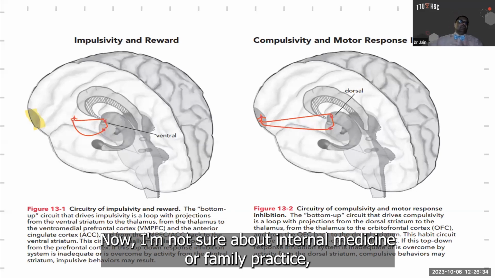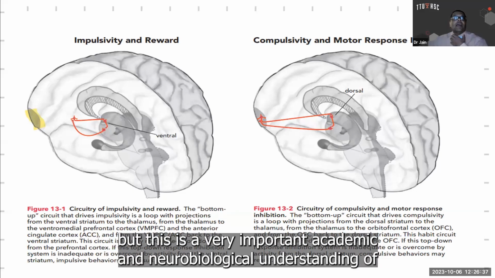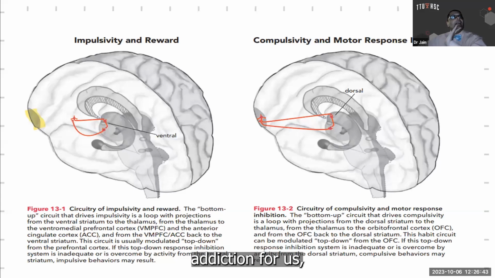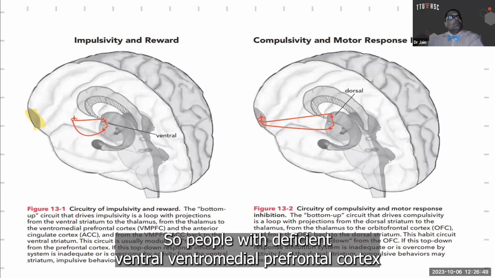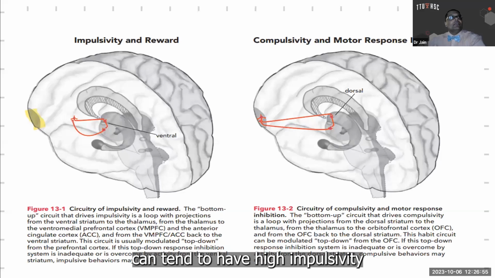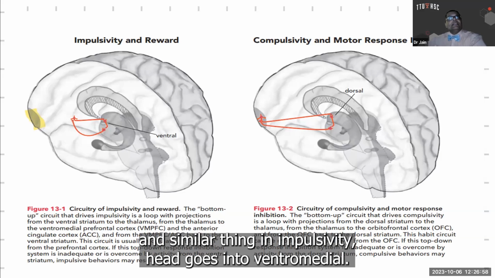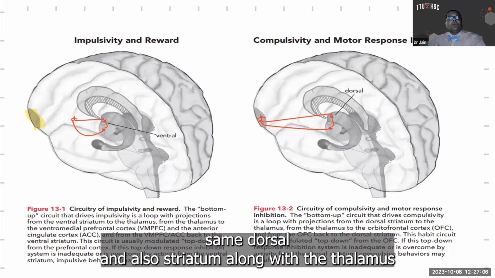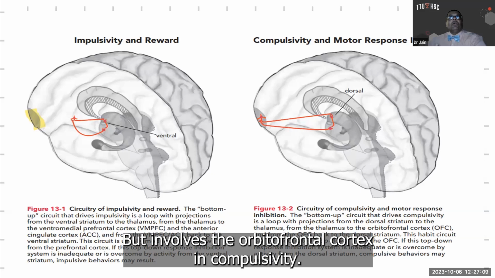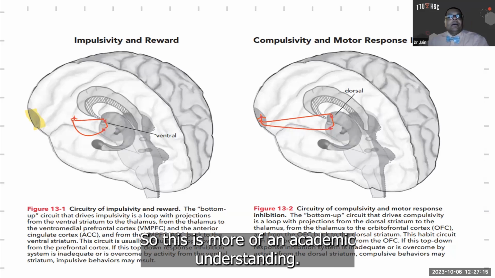Now, I'm not sure about internal medicine or family practice, but this is a very important academic and neurobiological understanding of addiction for psychiatry, for addiction psychiatry. This is a very important modulation. So people with a deficient ventromedial prefrontal cortex tend to have high impulsivity. And similarly in compulsivity, here it goes into the orbitofrontal cortex, with the same dorsal striatum along with the thalamus, but it involves the orbitofrontal cortex in compulsivity. So this is more of an academic understanding.